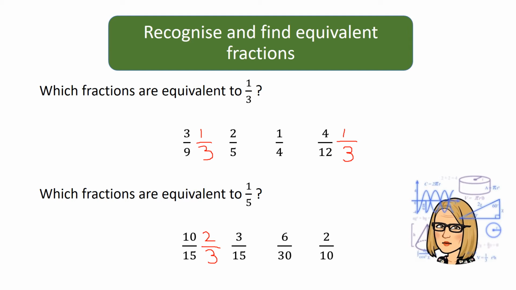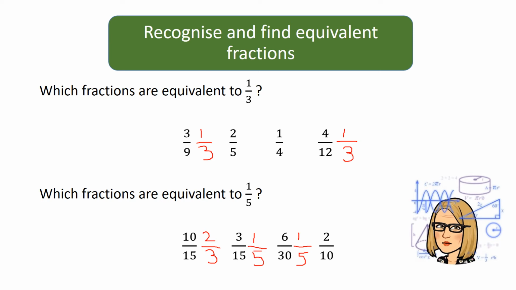This one I've got 3 over 15. Well, I can see that 3 and 15 are both in the 3 times table, so 3 divided by 3 is 1. 15 divided by 3 is 5. So that one is equivalent to a fifth. Here I've got 6 over 30. 6 and 30 are both in the 6 times table. So let me see, I can do 6 divided by 6 is 1. 30 divided by 6 is 5. So that one is also a fifth.